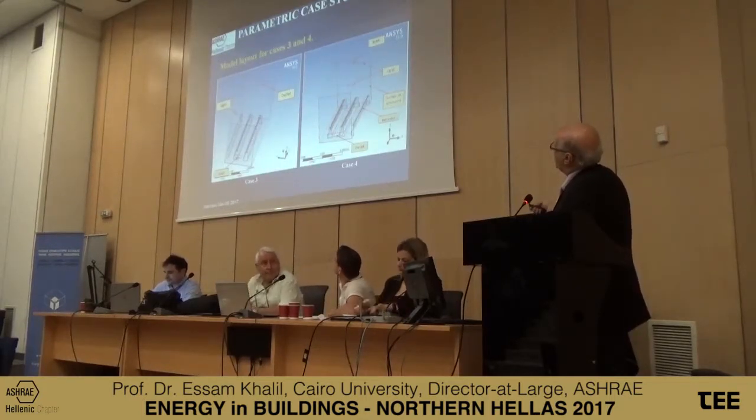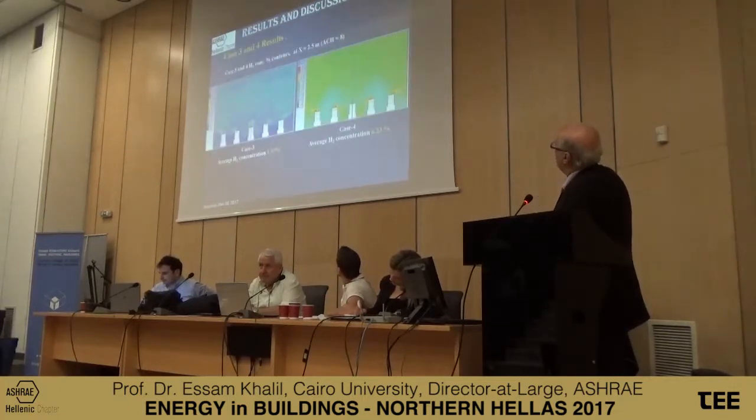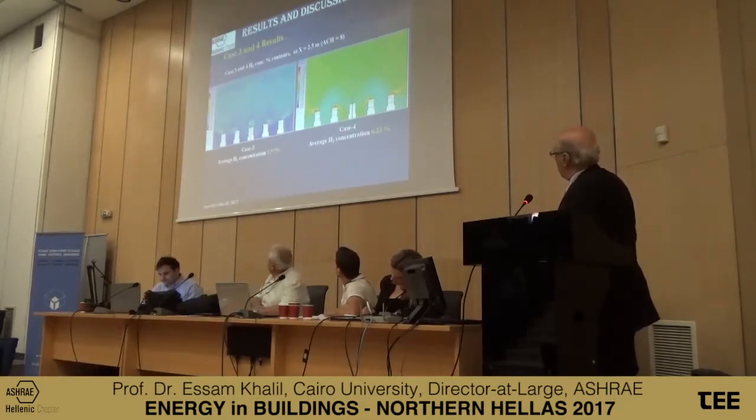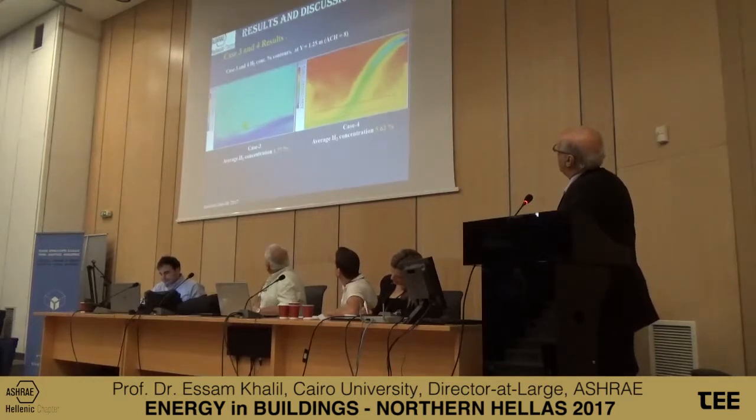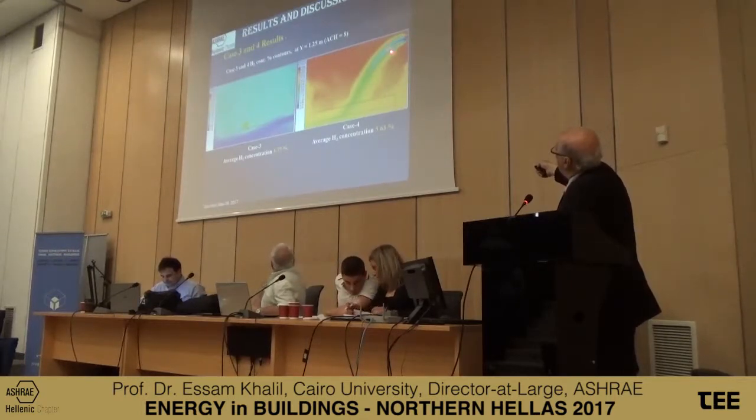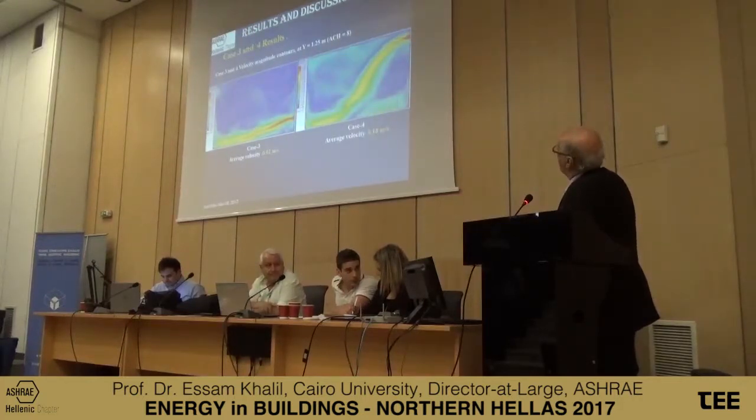Here, for example, this is another typical case where we have the batteries arranged in a certain way, and you have the lights and you have the inlet. So here we get also the concentration of the H2 cross sections, and you can see the way the jet comes out of the wall. Velocity magnitudes, and these are the batteries, and this is the air distribution.